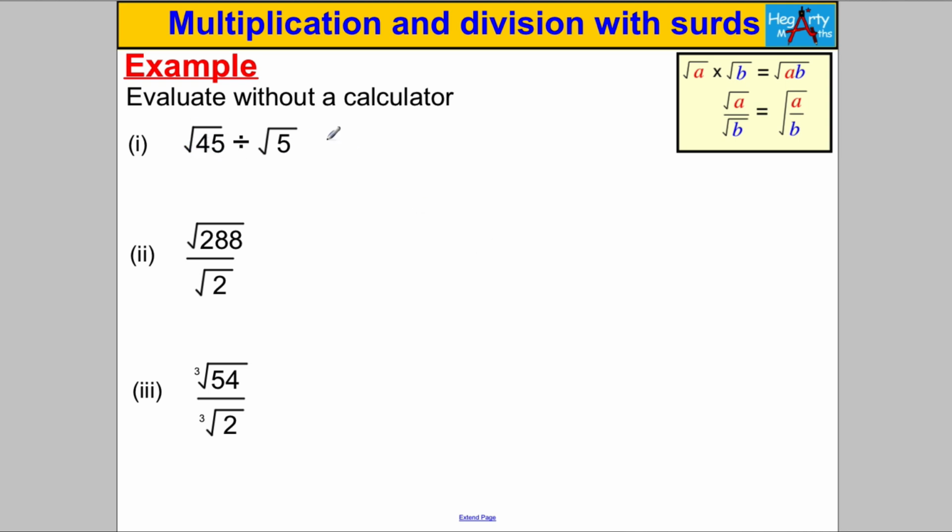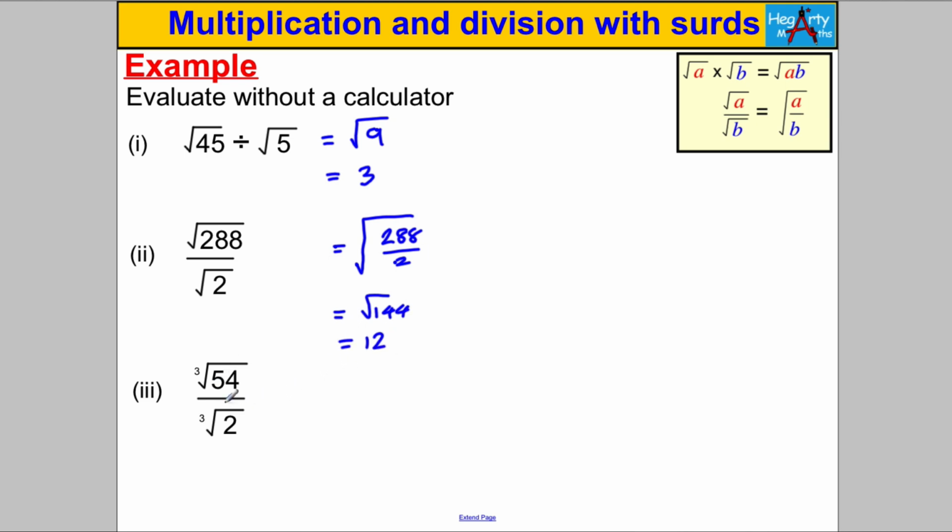The square root of 45 divided by the square root of 5 is going to be the square root of 45 divided by 5, which is 9, and the square root of 9 is 3. Now this is just another way of writing division. It means exactly that divide sign. Here we're going to say the square root of 288 divided by the square root of 2. We're going to say that's the same as the square root of 288 divided by 2, which is going to be the square root of 144, which we know the answer to is 12.